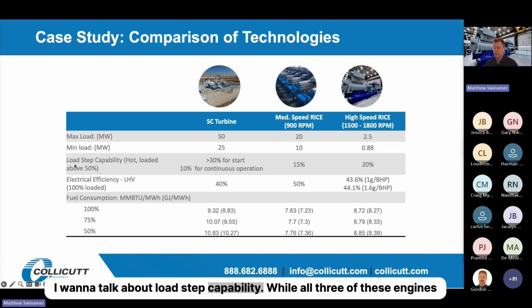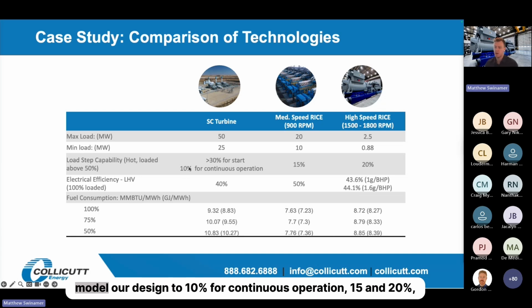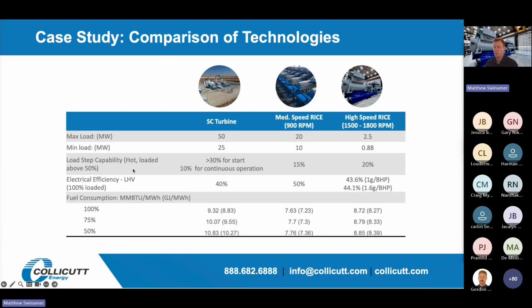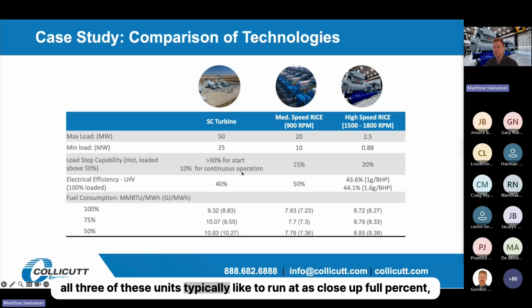I want to talk about load step capability. While all three of these engines are capable of handling probably higher load steps, we've limited in the model our design to 10% for continuous operation, 15 and 20%, because though we can ramp fast, all three of these units typically like to run at as close to full 100% loaded and consistently at that. And you'll see why this is important later on.